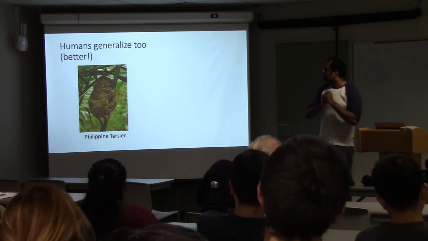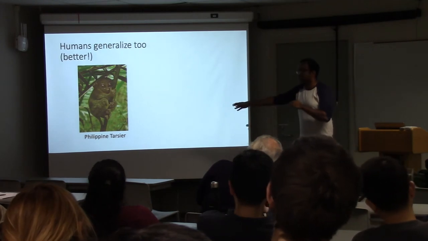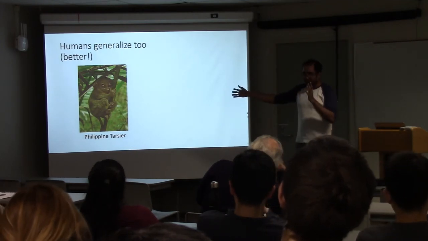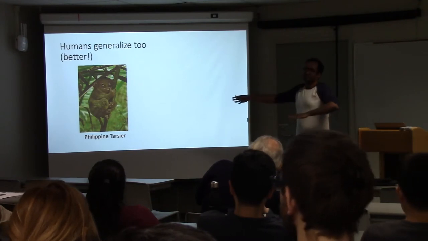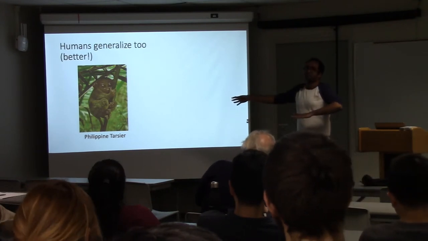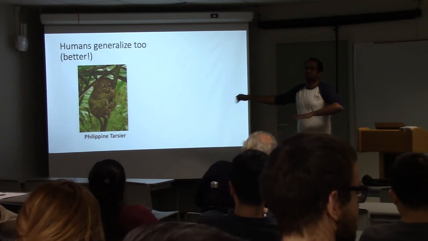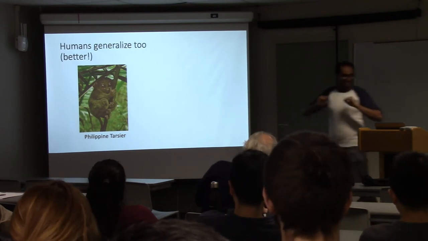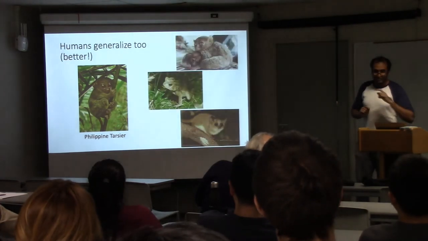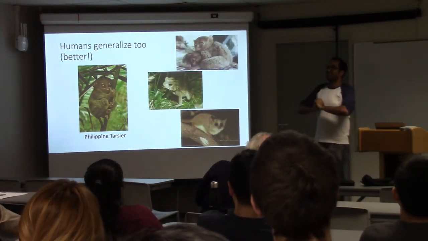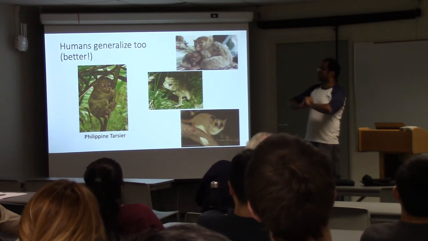So, as an example, this animal is a Philippine tarsier. Some of you have been to my chop shop, so you probably have seen this image before. But how many of you have seen this animal before? Okay, maybe a couple. So for those of you who have not seen this before, here are three animals. Which of them is a Philippine tarsier?